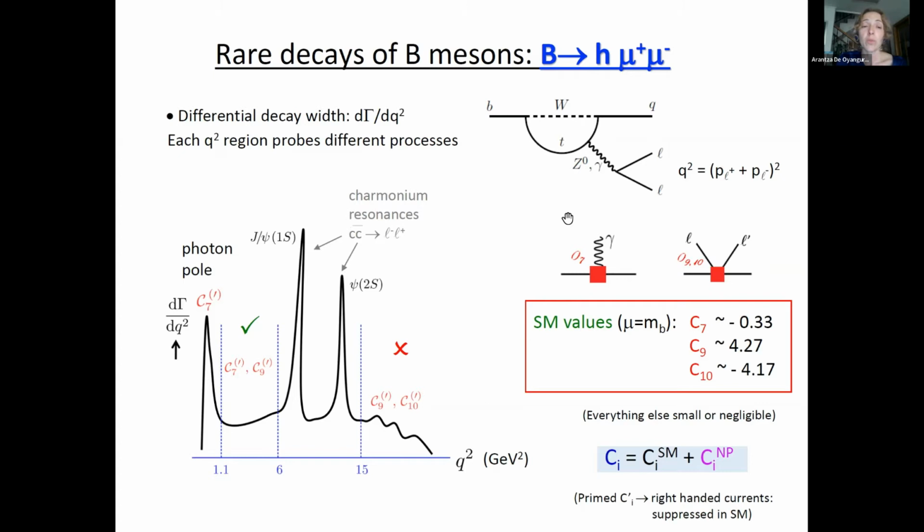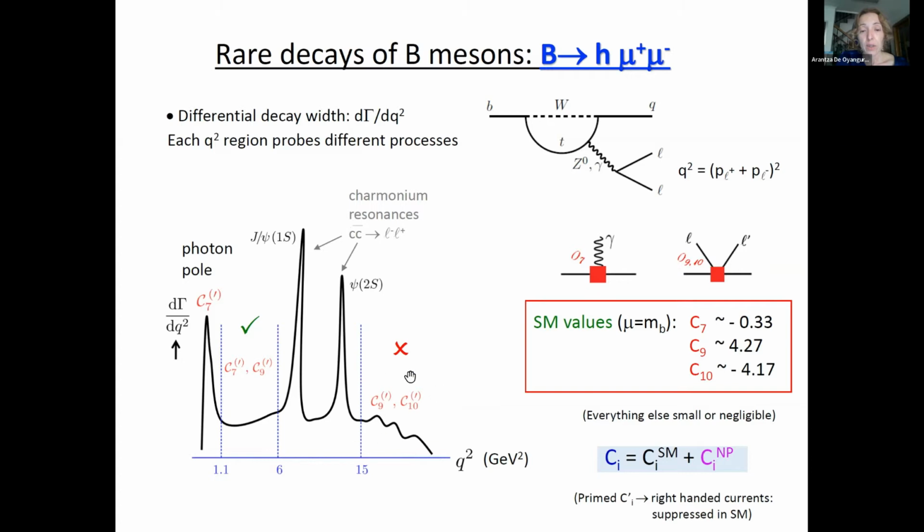or the sum of momenta. And if you are studying the differential decay width as a function of this Q squared, then what you see is that you have different contributions depending on the Q squared region that you are in. So in the very low Q squared region, you are sensitive to the C7 or C7 prime coefficient, because you have the photon here. If you are in this region in the middle, the Q squared region like that, then you are sensitive to C7 and C9.